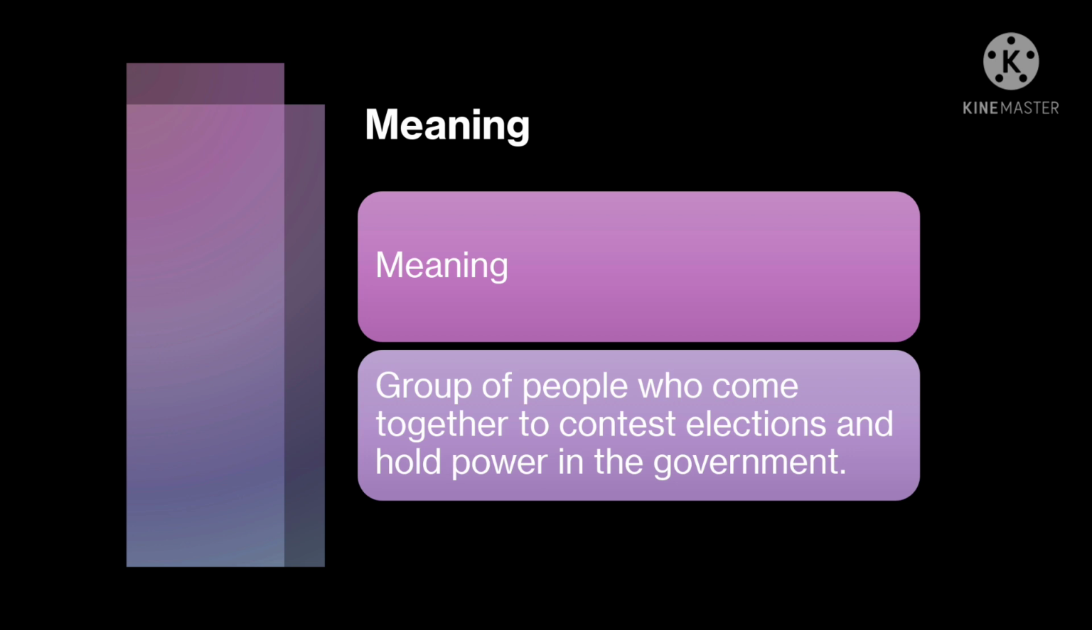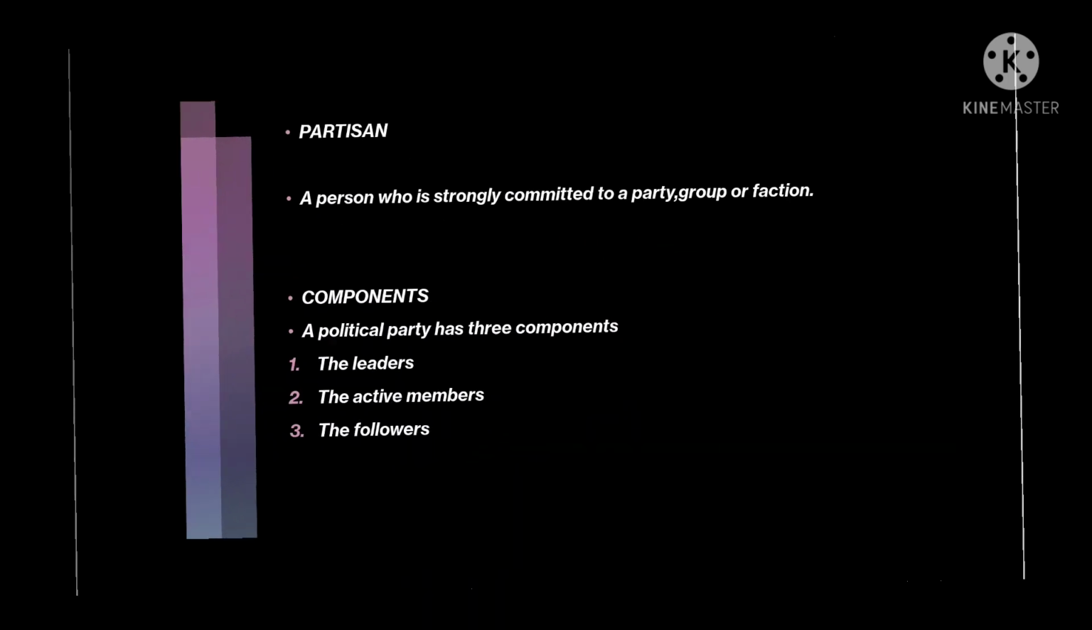Here you can find out they agree on some policies and programs for the society with a view to promote the collective good. That means each political party has their own policies and programs. They can take these programs and policies toward the people. So this is the meaning of political party.